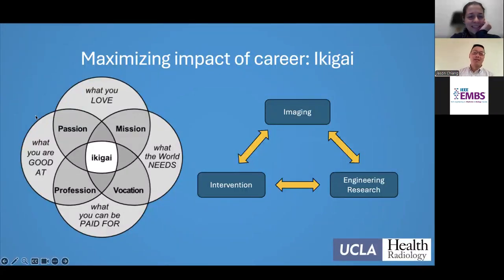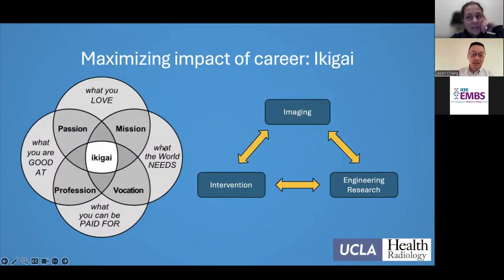And so, what I love doing is the engineering research, building devices, and finding the ground truth for a lot of the clinical problems that we run into. What am I good at? Probably the research, but also at imaging and intervention. What am I paid for? I get paid a little bit for everything, but mostly from imaging, actually. Imaging is kind of what can support the department.